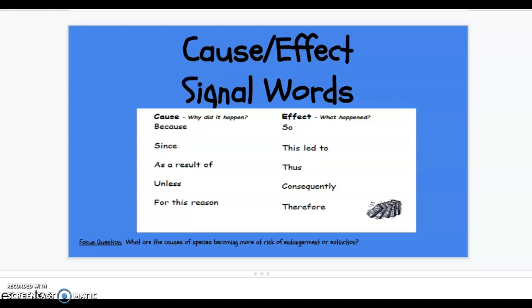So with the word cause, you would see because, since, as a result of, unless, for this reason. These are all signal words to figure out the cause of something happening and why it happened. If we're looking for the effect, we're looking at what happened, and we would see the signal words so, this led to, thus, consequently, therefore. So just keep these words in mind as you're reading the News ELA article today.